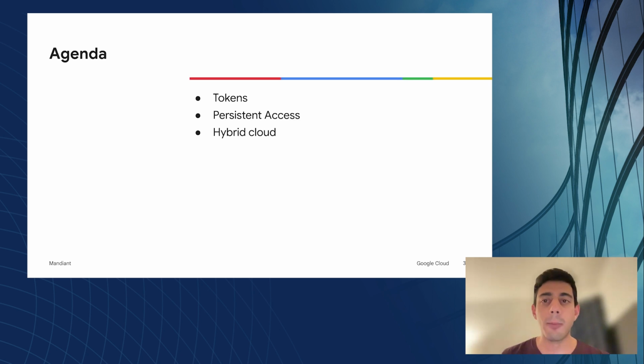We're going to start by talking about tokens. What are they? Why do threat actors want to target them, and how? We'll move into speaking a little bit about how tokens may be used for persistent access to an environment. And then lastly, we'll talk about hybrid clouds, which is where a lot of traditional organizations find themselves, and some of those challenges that come with it.